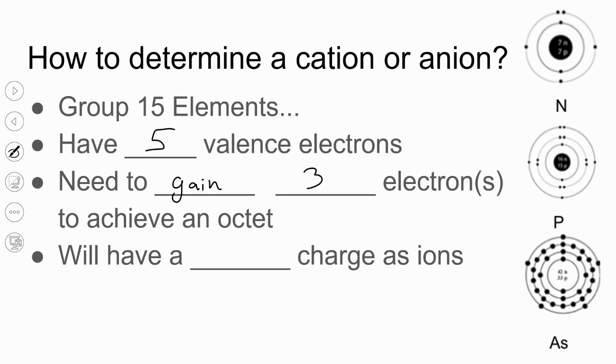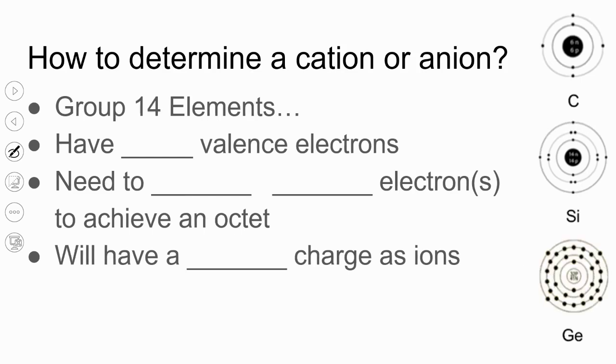So what will their charge be? Minus 3. Good. A 3 minus charge because they are going to gain 3 electrons. Okay, questions on that? Does that make sense? All of the groups follow this pattern. We can figure out that.